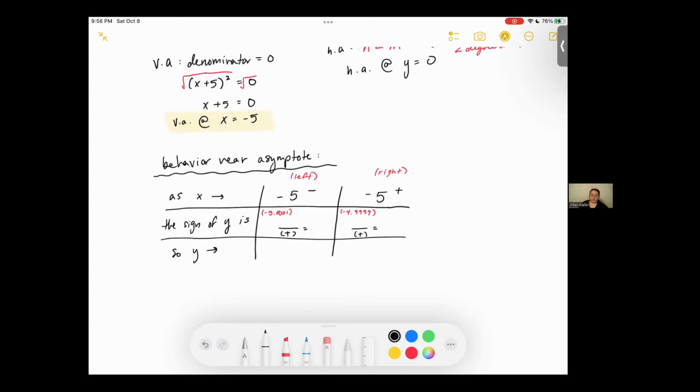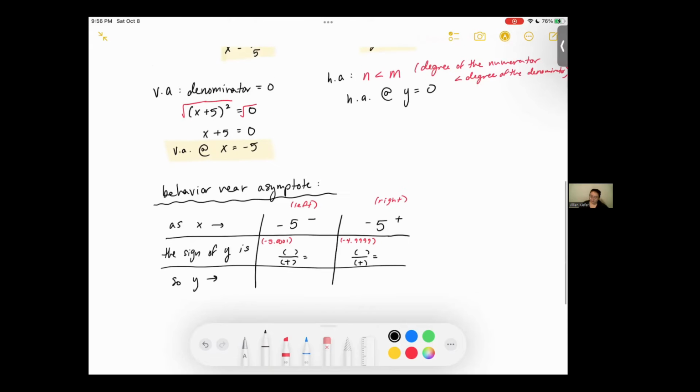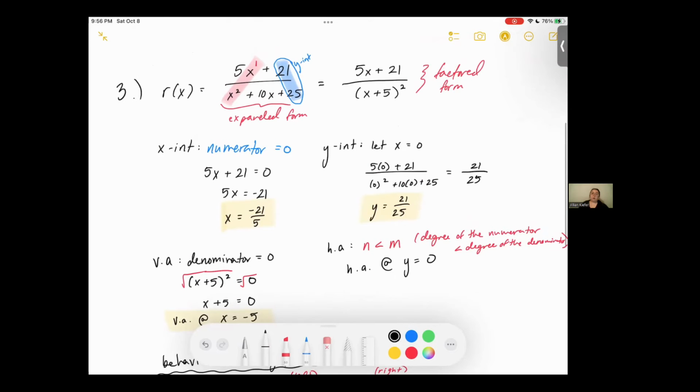There's a little fraction, and we're going to put something in the top here. We want to know, is the numerator going to be positive or negative? Because that's going to determine if the sign of y is positive or negative. So we could by all means plug in negative 5.000001 or negative 4.99999 in for x into the numerator.